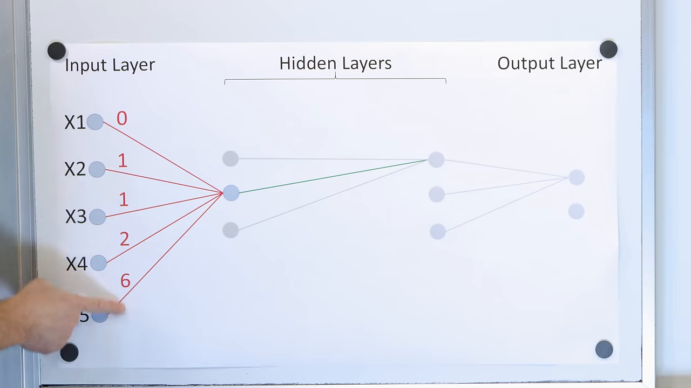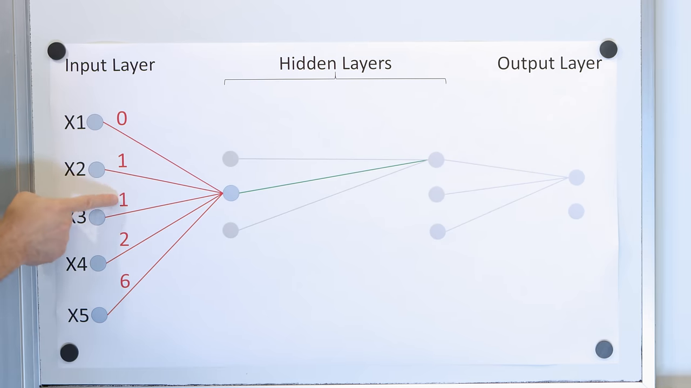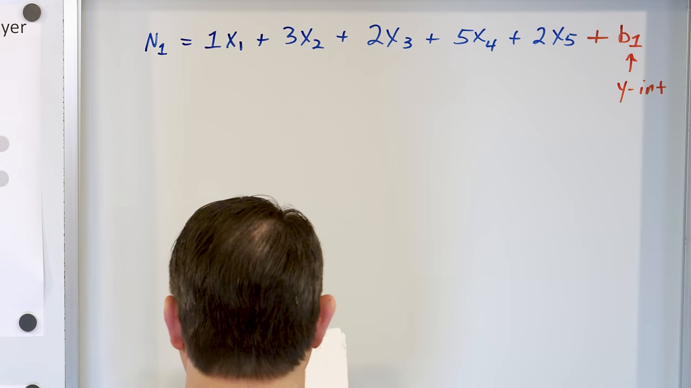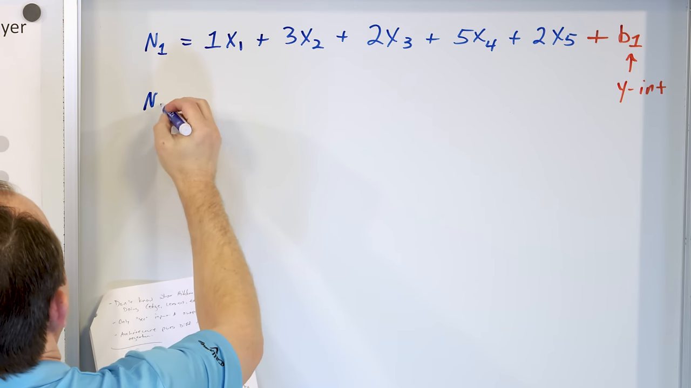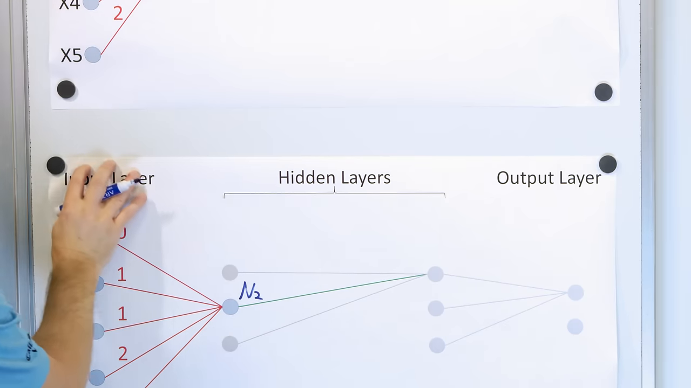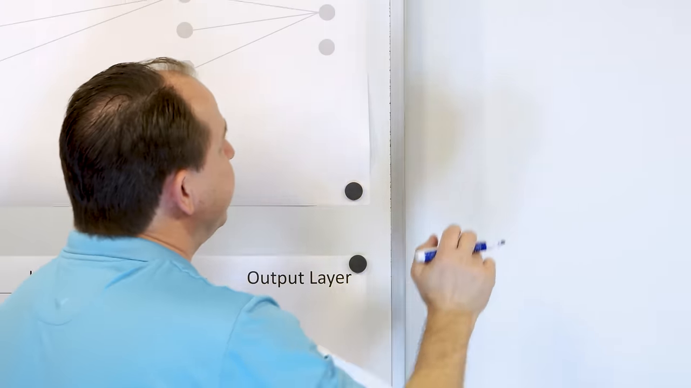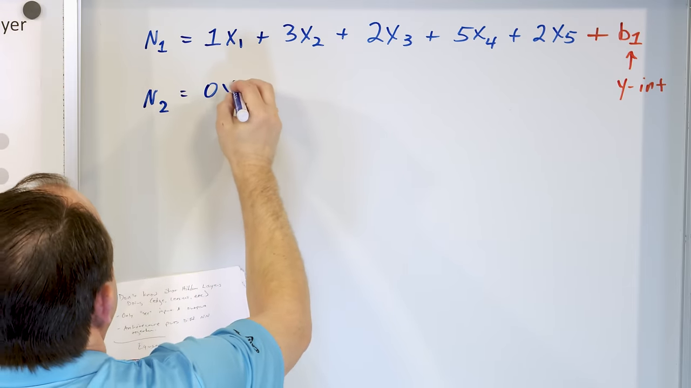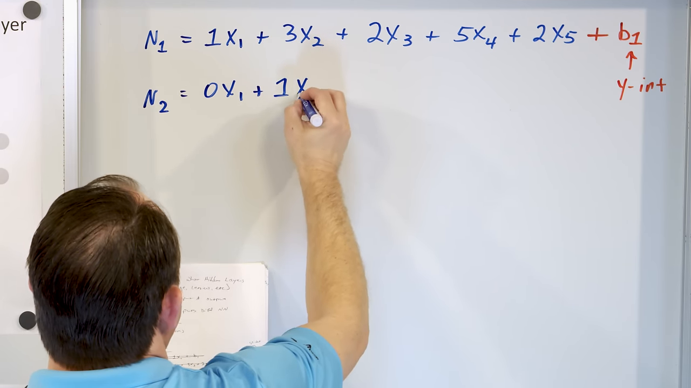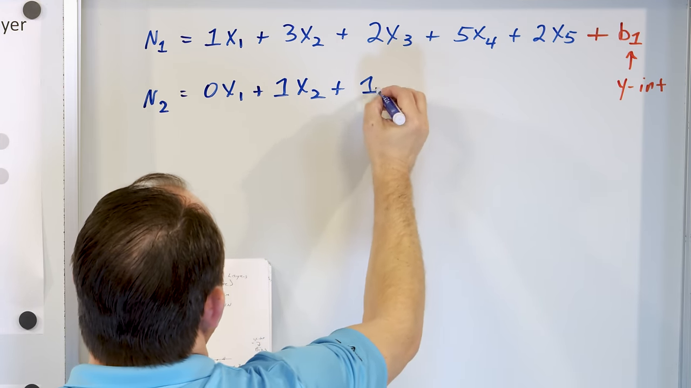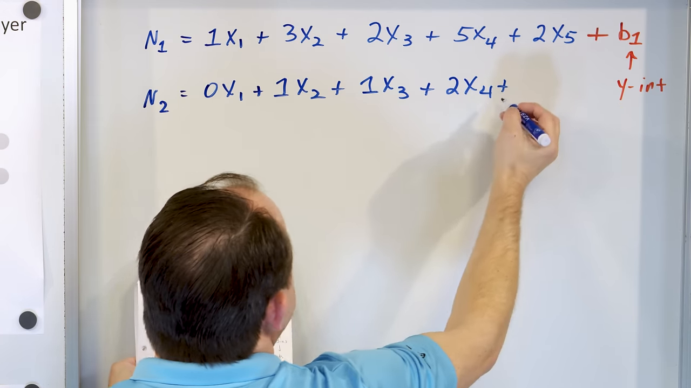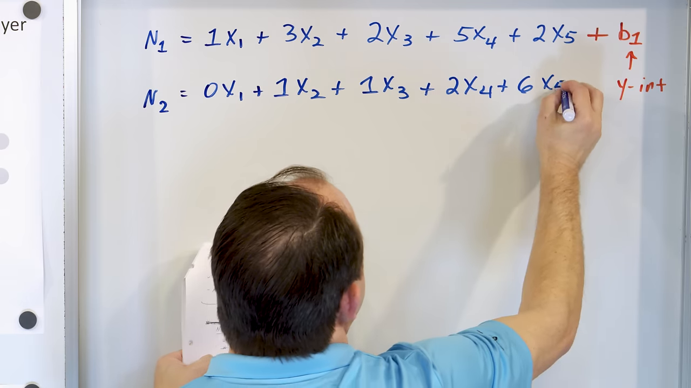We have the weights here, same inputs, but the weights 0, 1, 1, 2, 6. So the second neuron, N2, which I can just call this thing N2 right here, 0, 1, 1, 2, 6, help me remember. We have 0, right? 1, 1, 2, 6, so 1, and then here we have x2, and then 1, and then we have x3, and then 2, and then we have x4, and then we have 6, x5.